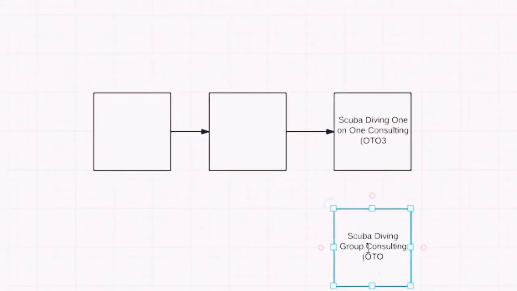And that can be OTO3. We'll call that the downsell. A downsell is basically if somebody says no to this, they are then presented with this, right? So that's basically how it works. Now, how can we best ultimately sell this OTO3 here?